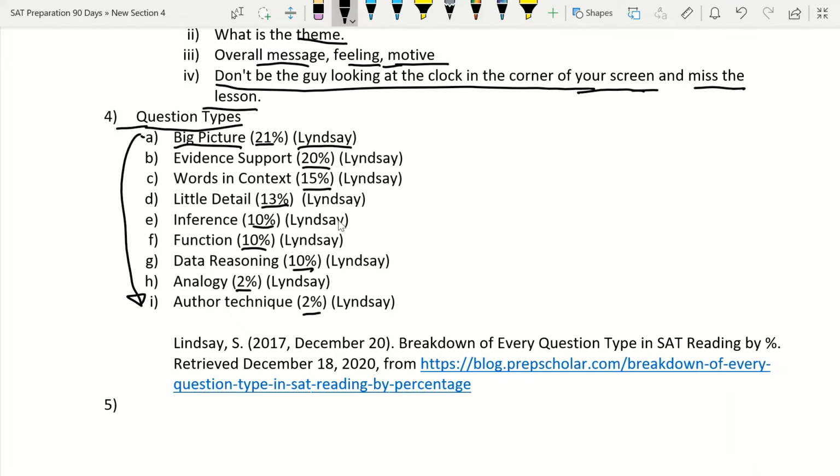All right, so we've got the big picture. This is the question type that talks about the overall message and the overall theme of the passage. For a big picture question type, we want to make sure that we zoom out and look at that big picture. We want to look at the overall message behind the passage. If we were to sum it up in 1 or 2 sentences, what would we say? That's going to be our big picture, right?